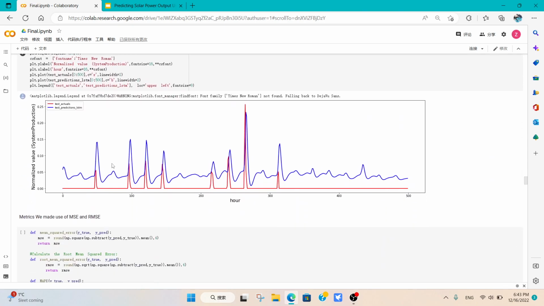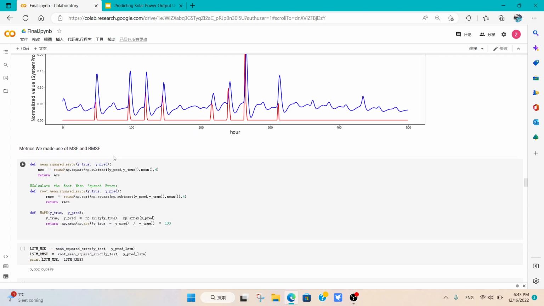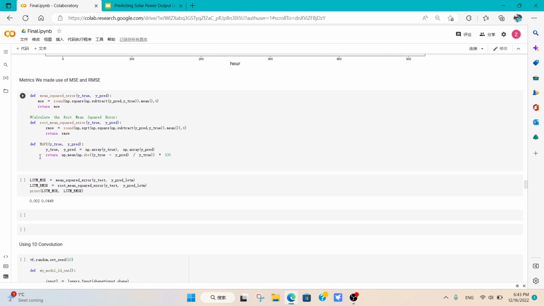This is a plot of our result with the prediction. The red is the original test data, while the one in blue is the Y prediction. We also computed our mean squared error and root mean squared error, and these are the values we got using LSTM: 0.002 and 0.0449.